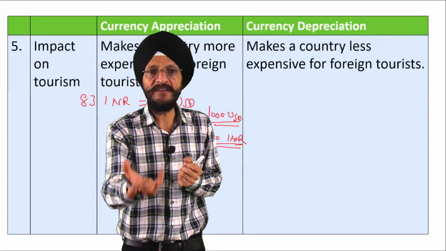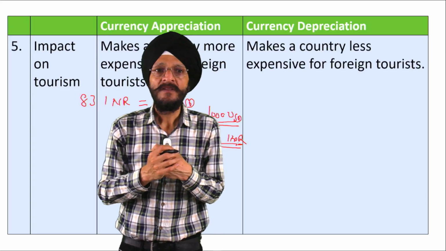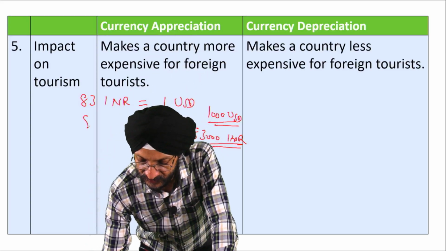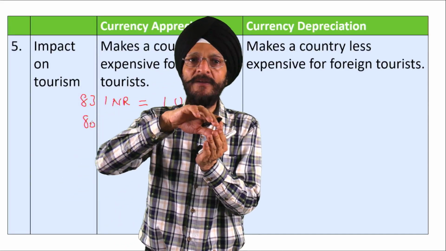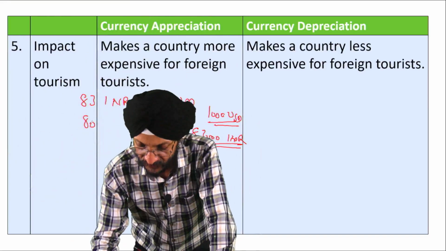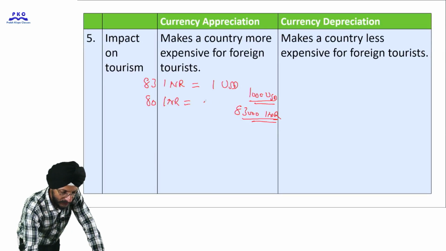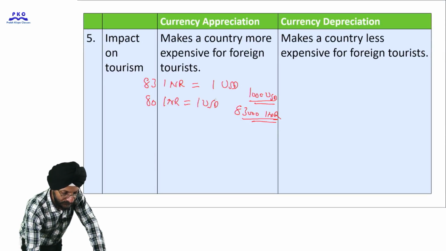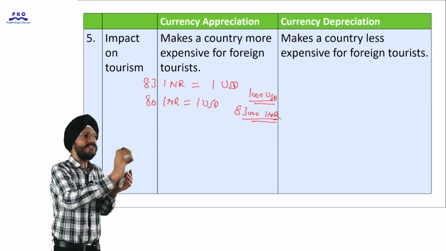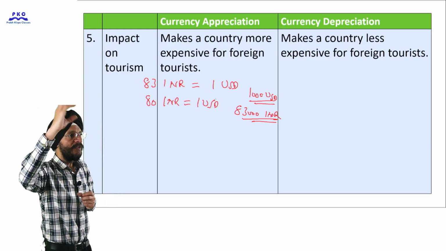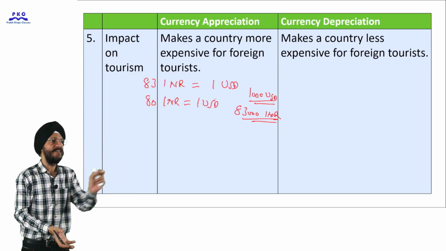Suppose the value of Indian currency appreciates. What does appreciates mean? It means that a lesser amount of domestic currency has to be paid to purchase another currency. Suppose the value of Indian currency has appreciated and now 80 rupees are equal to 1 US dollar. Now a lesser amount of domestic currency is equal to the same unit of another currency.